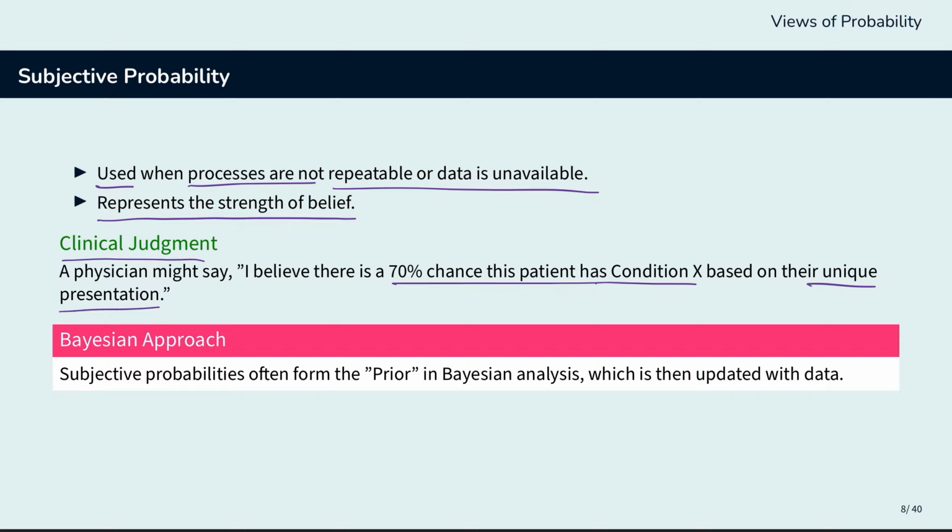Clinical judgment is generally used initially when there is no data present, and it is used when we have subjective probabilities. These subjective probabilities are generally used in the Bayesian approach to form the prior probability in Bayesian analysis, which is then updated with the data that is available.